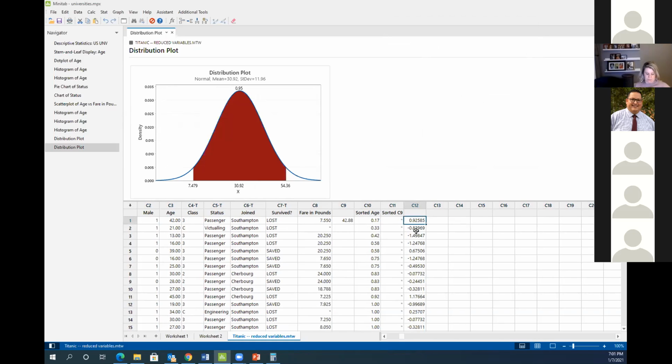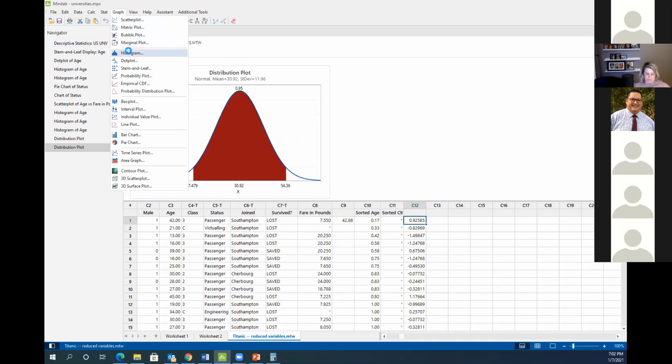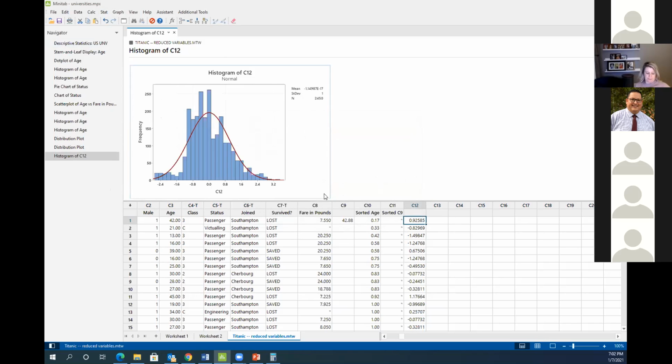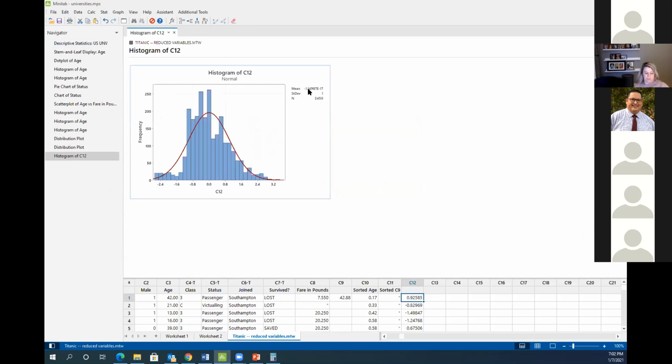What is the importance of a standardized format? For standardized distribution, mean is always 0 and standard deviation is always 1. Now I'm going to do the same for C12. Look into this graph, histogram. I'm just going to use this, and I'm going to use C12 and look into this. A mean is very close to 0 and the standard deviation is 1. In a standardized format, always keep in mind that the standard deviation is 1 and this is 0.